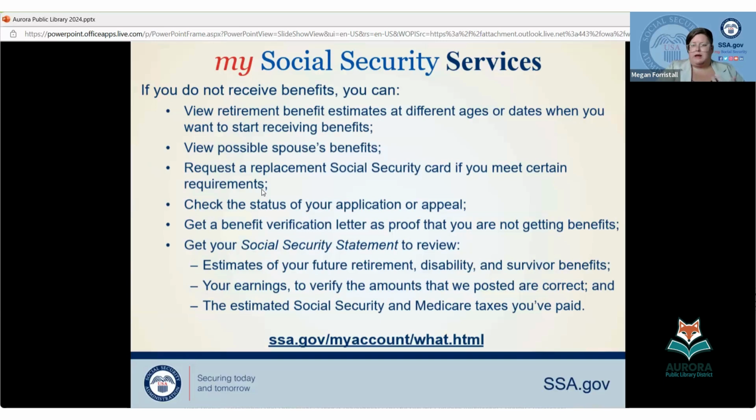We want to make sure your name, date of birth is right, and your earnings record is correct. So if you are 20 right now and you never set up a My Social Security account, and in 42 years we ask you, do your earnings look correct?